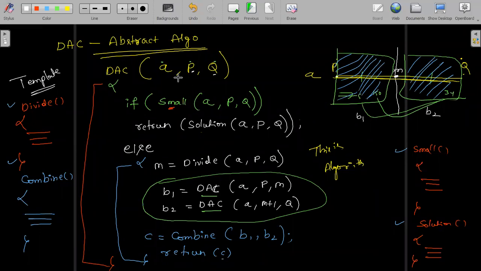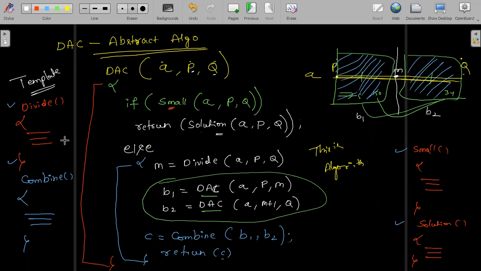Why? Because take an array, divide it into two parts, and find out whether the divided part is small or not. If it is small, return the solution. For that solution, you have to write the code. If it is not small, if it is a big array, divide it into two parts. Still it is not a small one, so again go to the else part.